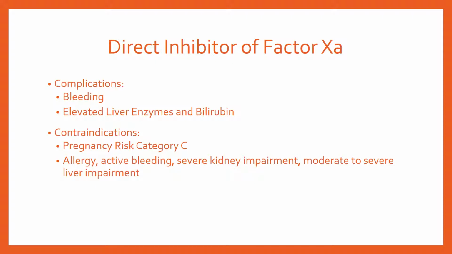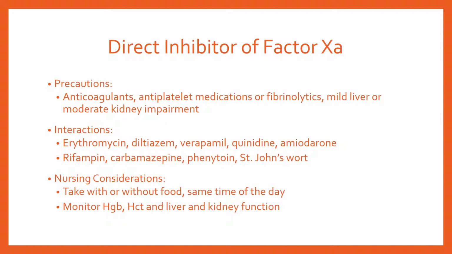Elevated liver enzymes and bilirubin can occur. So liver enzymes, your ALT, your AST, or your GGT, you need to monitor. Clients that have moderate to severe hepatic impairment should not take Xarelto. So you definitely want baselines of these labs. Pregnancy risk category C. Contraindications: allergy, active bleeding, severe kidney impairment, moderate to severe liver impairment. Precautions: anticoagulants, antiplatelet medications or fibrinolytics, mild liver or moderate kidney impairment.